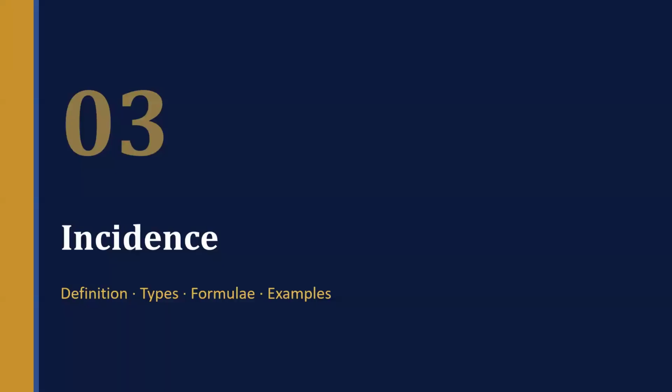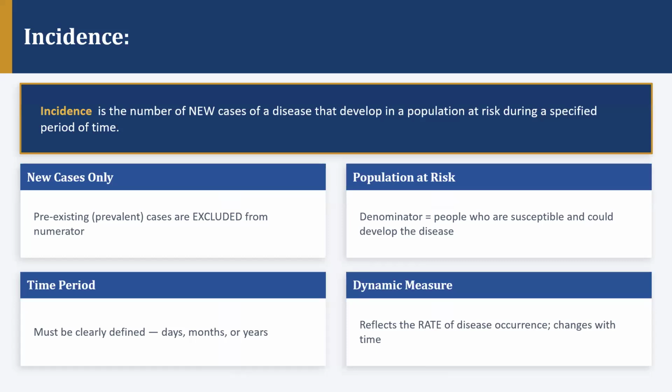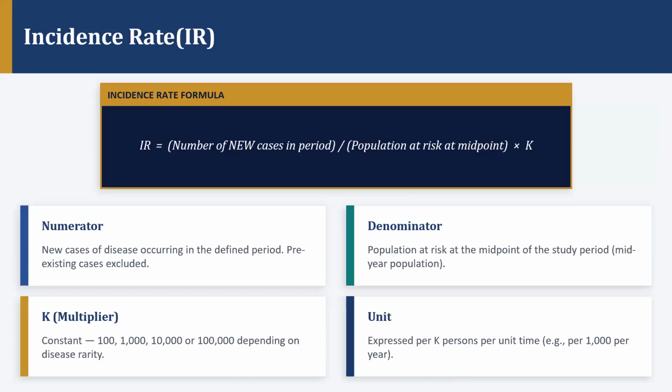So next we will discuss the incidence. Incidence is the number of the new cases of the disease that develop in the population at risk during a specific period of time. So it includes only the new cases. Pre-existing cases are excluded from the numerator. Population at risk, which is the denominator, people who are susceptible and could develop the disease. Time period must clearly be defined, days, month, or year. Dynamic measure, reflects the rate of disease occurrence change with time.